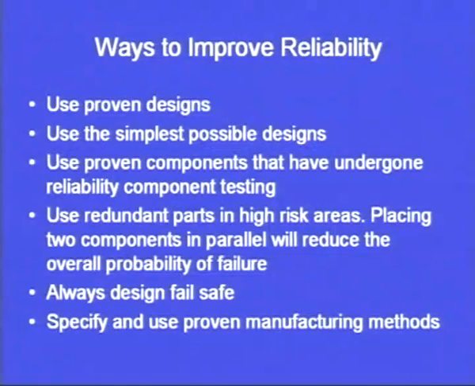So use redundant parts in high risk areas, where this is essential, where the risk involved is too much. For example, in the aerospace industry. Placing two components in parallel will reduce the overall probability of failure. Always design fail safe. So we have to design the product or the service in such a way that it is safe to failure. Specify and use proven manufacturing methods.